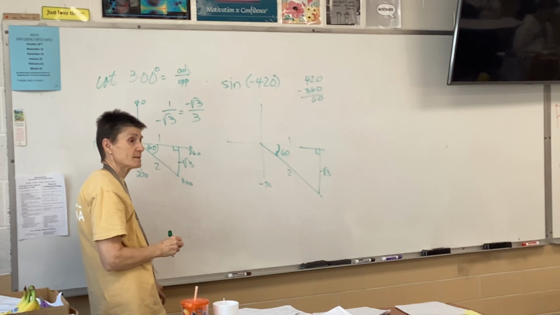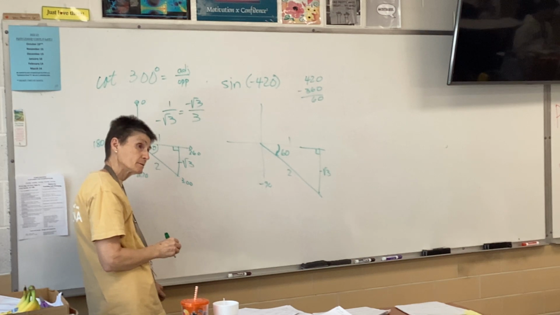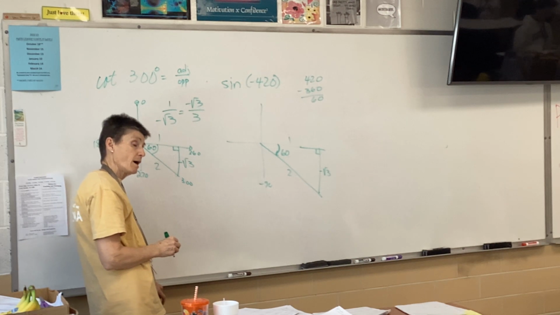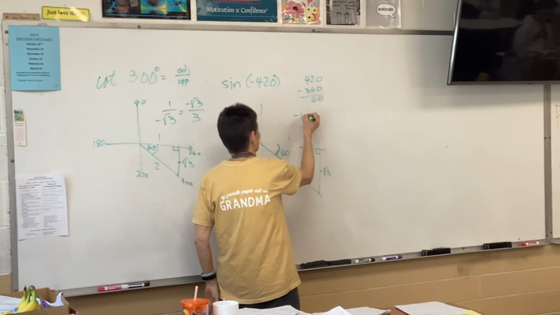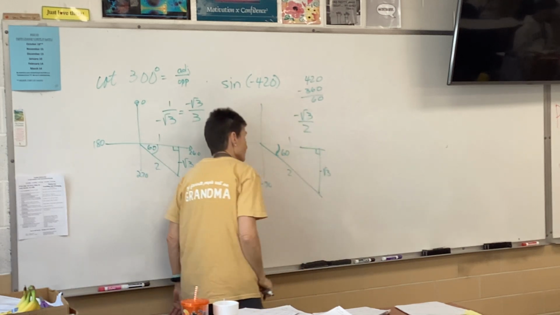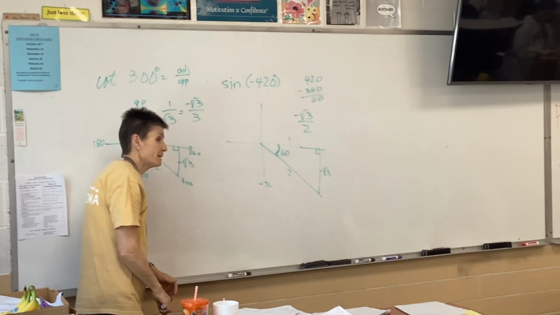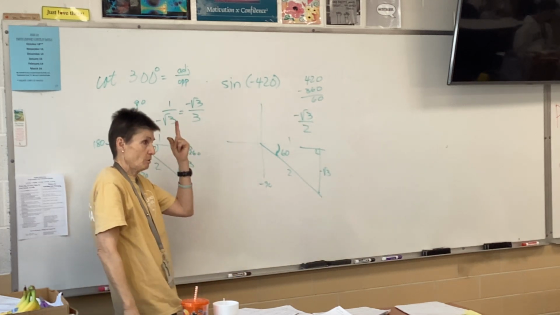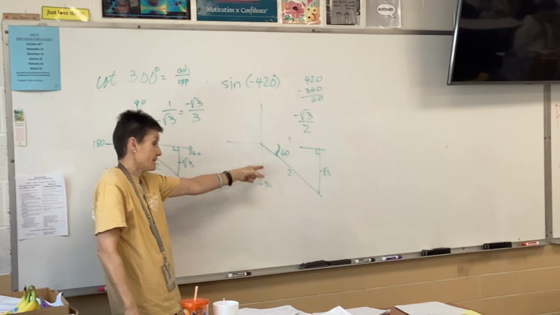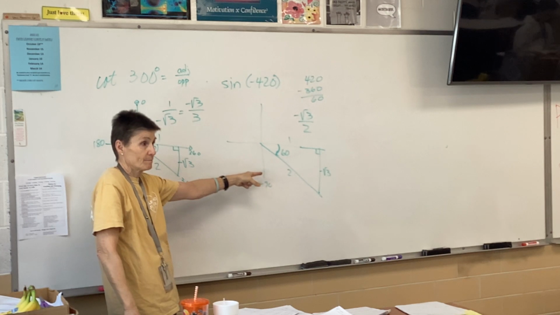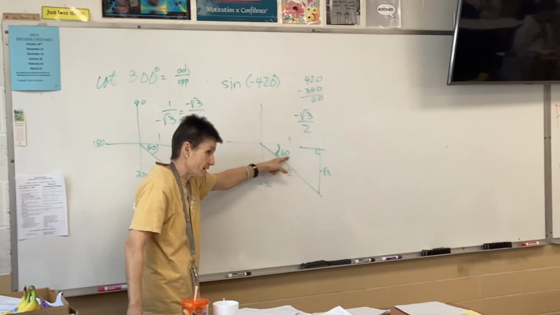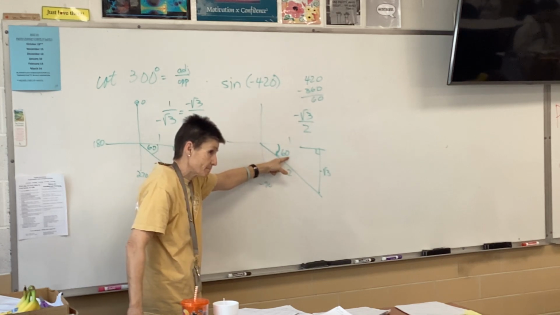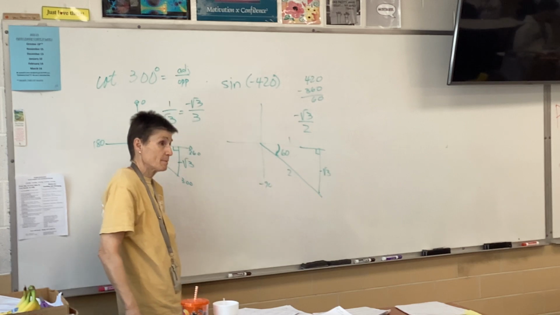This time I want the sine, opposite over hypotenuse, which is negative root 3 over 2. Now, does everybody understand, first of all, why negative 420 is down there in that quadrant? Do you understand why that angle is 60? And the rest of it's easy, just label it.